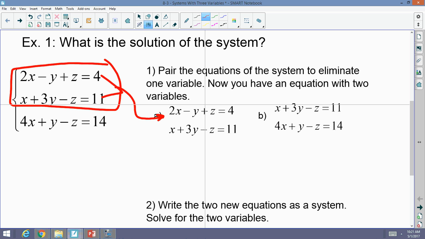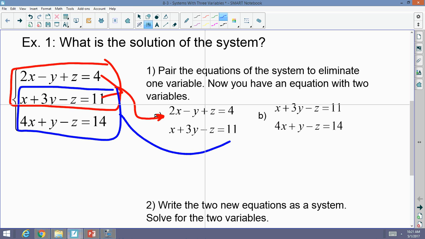Now that I have two equations, I want to eliminate, get rid of, one variable. So remember, you could take the first two, or you could take the second two. I don't care. I'm not being sarcastic. I'm just clearly letting you know it doesn't matter. Who do you guys want to work with, red or blue? Okay, we'll work with red.